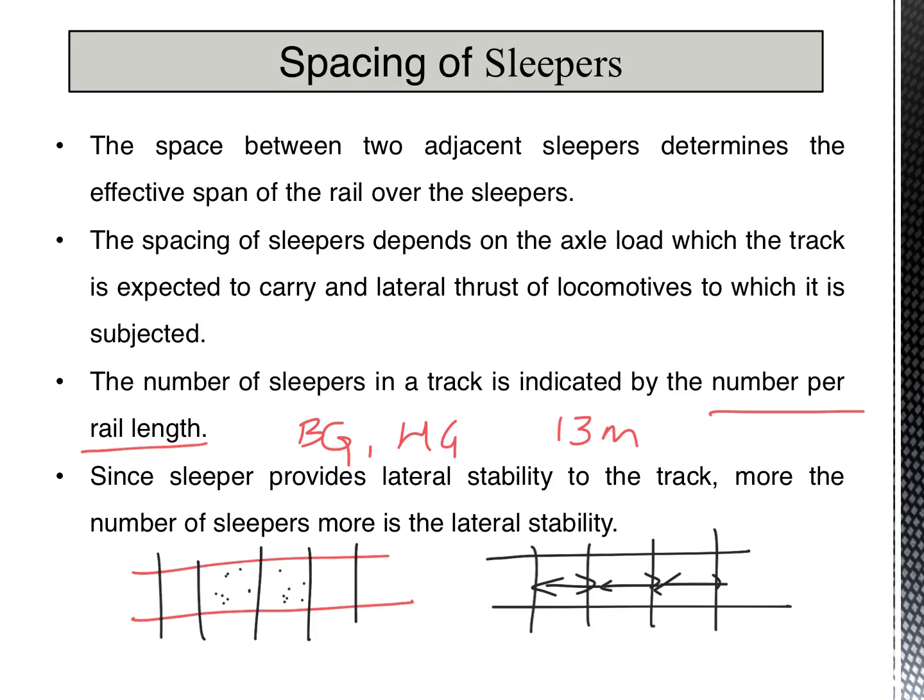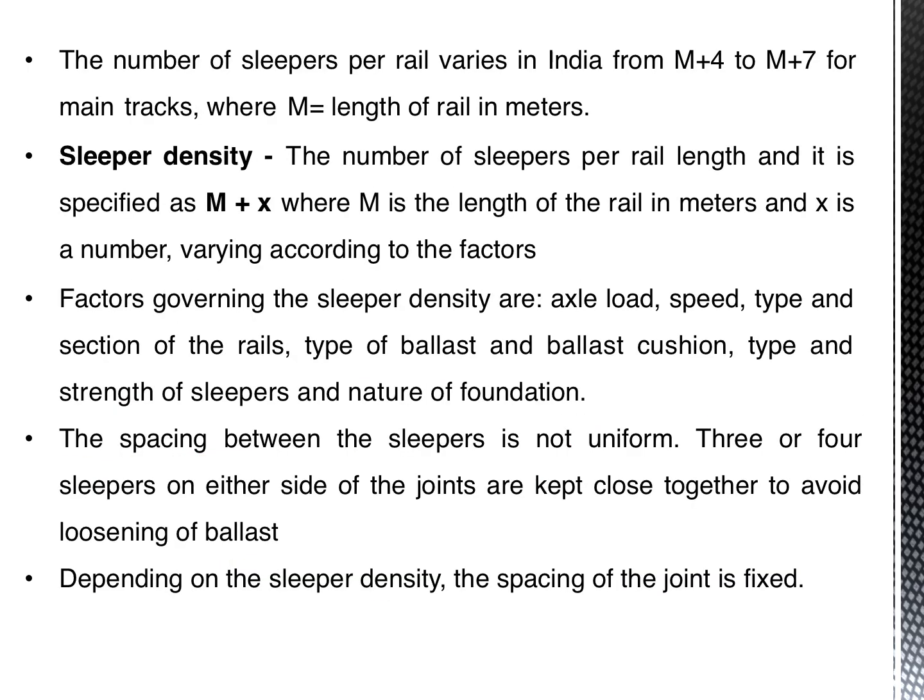We have to maintain that minimum spacing for the ballast so that it can effectively transfer the load to the ballast. Now, how many sleepers need to be provided, and what is the maximum number? That will be defined with respect to the sleeper density. In India, the number of sleepers provided varies from m plus 4 to m plus 7 for the main tracks.